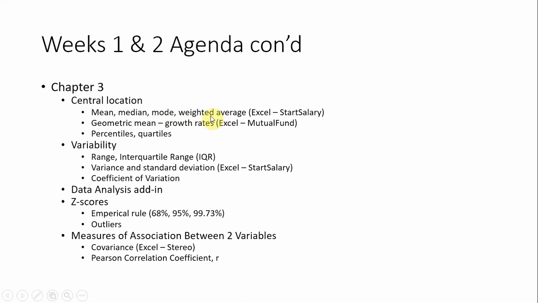A weighted average allows us to generate an average where we give more weight to different categories. We can also calculate percentiles and quartiles fairly easily. And let's go over the geometric mean, which is really only there for you finance people if you're trying to determine the average annual return of investments or growth rates. So let's go into Excel, start with the start salary and the mutual fund, and go through how to do these.